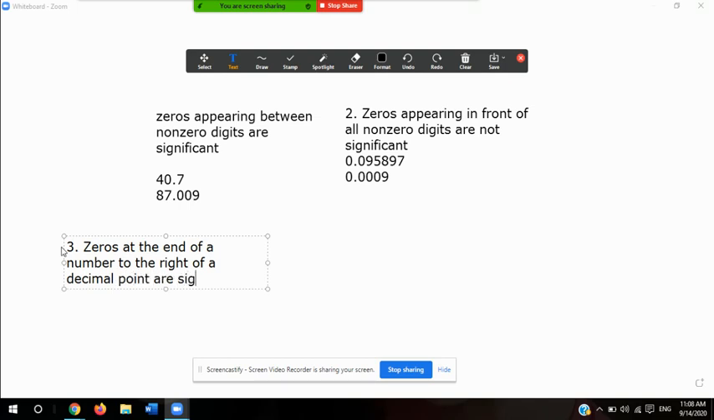Are significant. So real quick, what that means is if I have zeros that are to the right of a decimal point, like 85.00 grams, that has four significant figures because the zeros to the right of a decimal point here are considered significant.